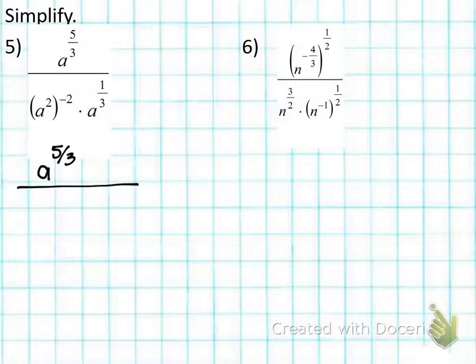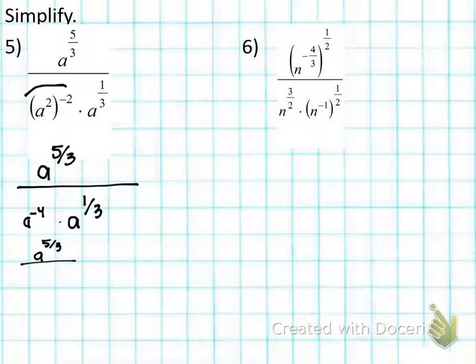Denominator. We have something we could do there, right? What does this become, everyone? A to what power? Good. So this could be a to the negative 4th power. And then bring down the rest, a to the 1/3. Okay. Can I do anything with my numerator still? No. So let's rewrite that. You got a to the 5/3.